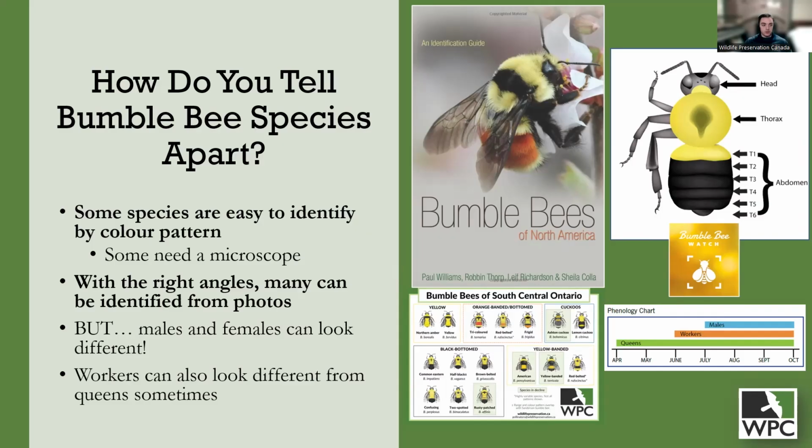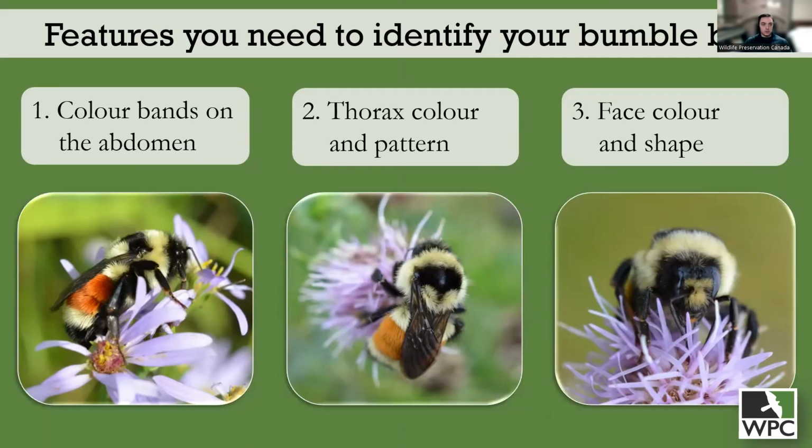But just to recap, again, the features needed to identify your bumblebees are going to be the color bands on the abdomen, the thorax color, and the pattern. So again, for this species, we see this band between the wings and the black hairs there coming down to the bottom of the thorax. That is a distinct pattern associated with this species, as is the pattern on the abdomen. And then also, for added detail, we can look at the color and shape of the face in order to parse through different species that might look alike.